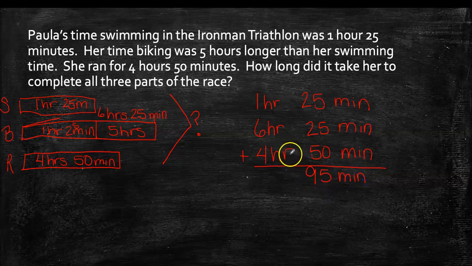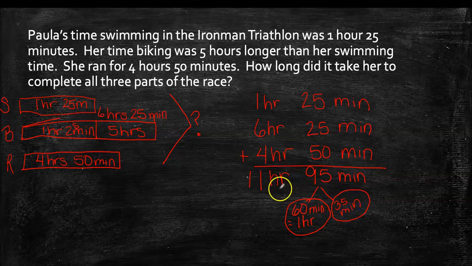Ooh, I know I can make an hour out of that, but I'm going to do that in a minute. 1 hour plus 6 hours is 7 hours, plus 4 hours is 11 hours. Or I could have said 6 plus 4 is 10, plus the 1 is 11 hours. I know that 60 minutes equals 1 hour. If I take 60 minutes from that 95 minutes, I have 35 minutes left. So that's going to be my other part.